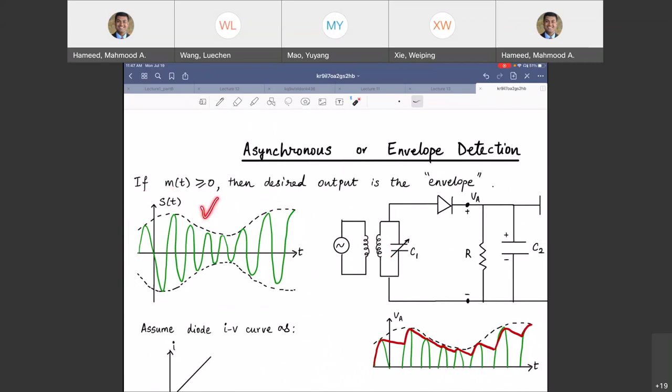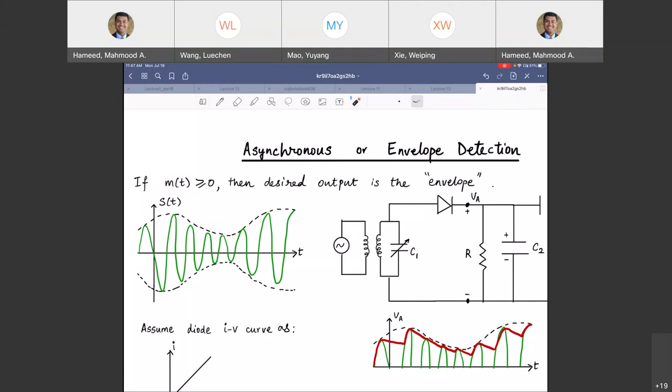This is the one that you transmitted, and hopefully you tuned your receiver antenna such that S of T is what you get, right? What are you left with? You are left with the process of extracting the message from this. But the constraint that you have added is, cannot use a local oscillator, cannot use synchronous detection. If you desire that, then you have to make sure that M of T is greater than or equal to zero.